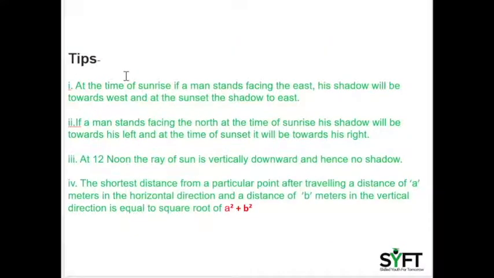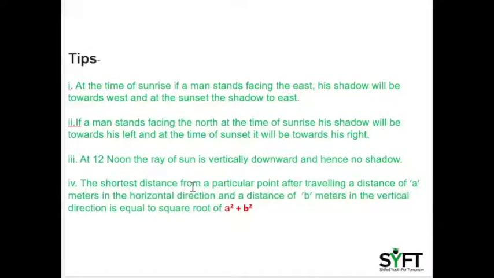Very important tips to follow while solving the questions: at the time of sunrise, if a man stands facing east, his shadow will be towards the west, that is towards his backside, and at sunset the shadow falls to the east, as a shadow forms in the direction opposite to the luminant object. If a man stands facing north at sunrise, his shadow will be towards his left, and at sunset it would be towards his right. At 12 noon, the rays of the sun are vertically downwards, hence there would be no shadows.